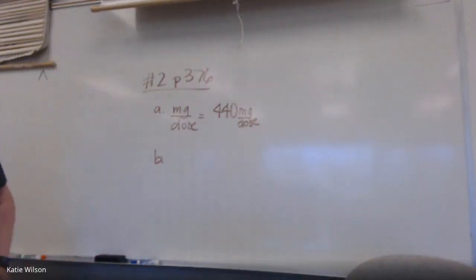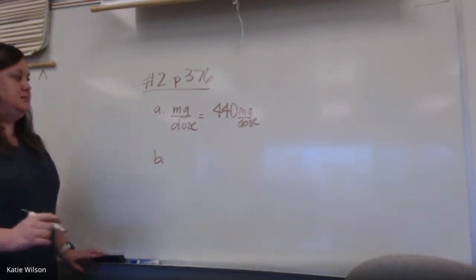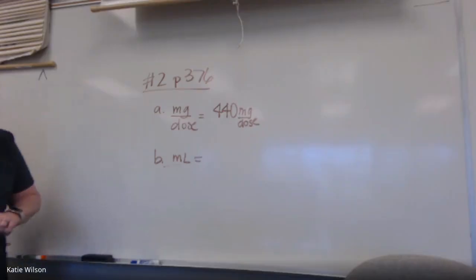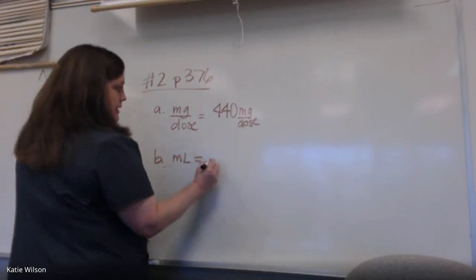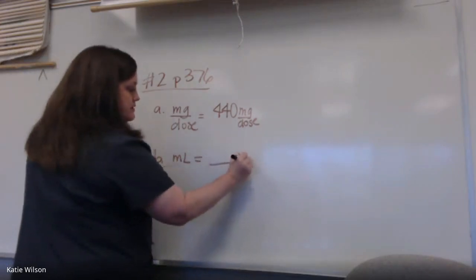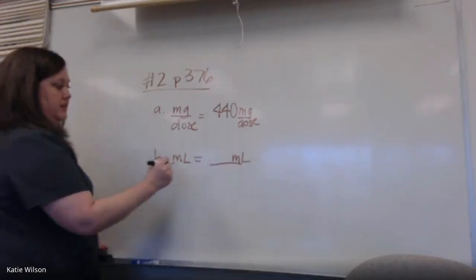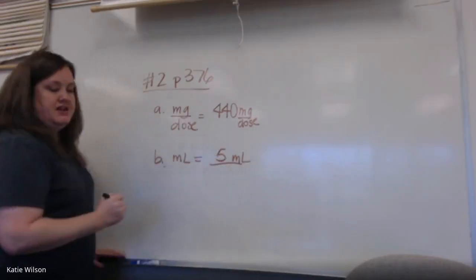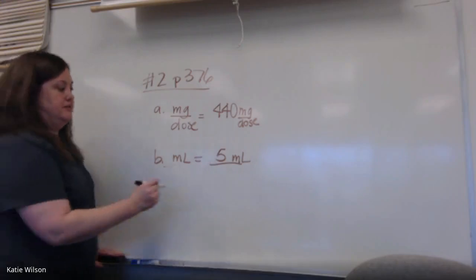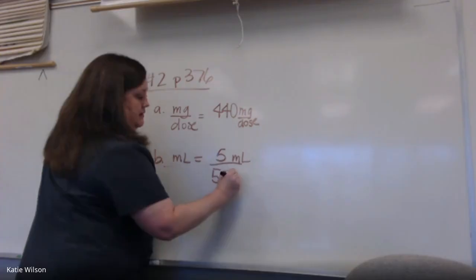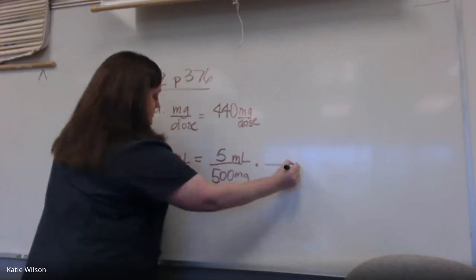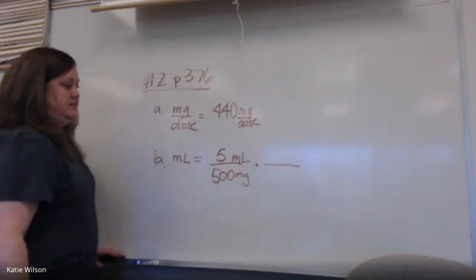Now for B, it says, how many milliliters will we be giving? Okay, so I start with what? Milliliters. What do we have available? 5. 5 milliliters, and in that 5 milliliters, how many milligrams do we have? 500. Yes. Okay, I've got milliliters on top. I want to get rid of the milligrams.